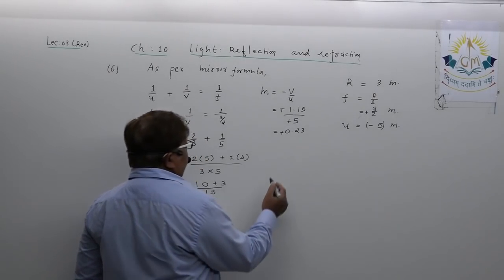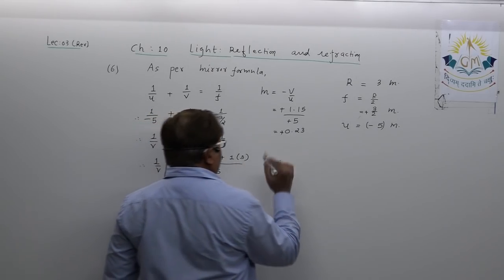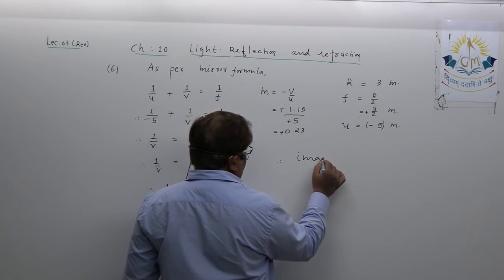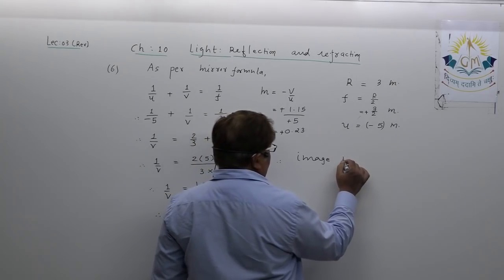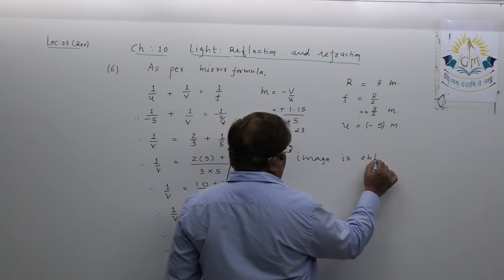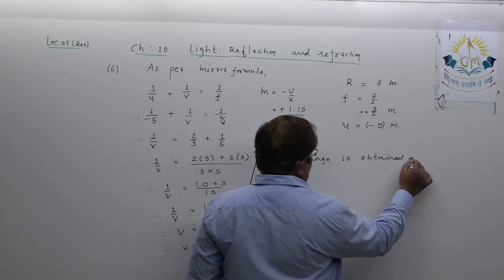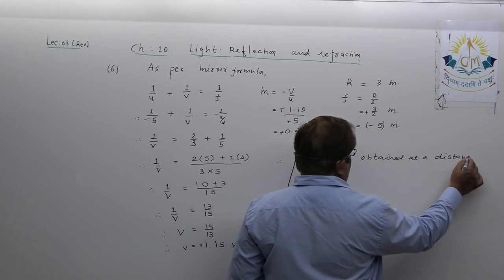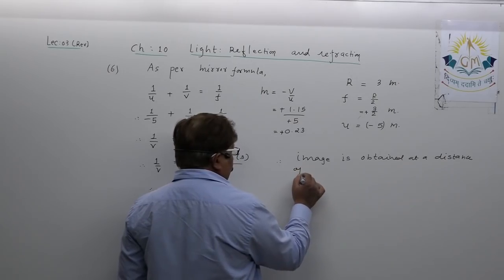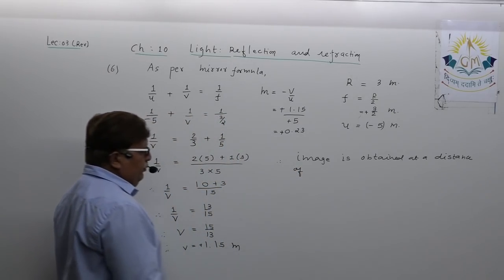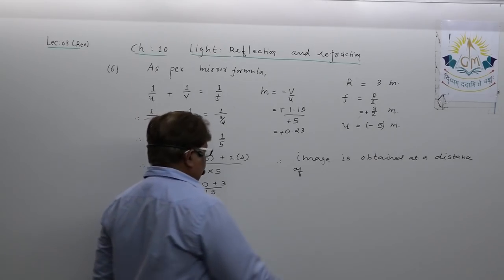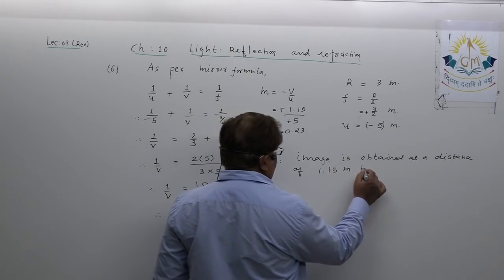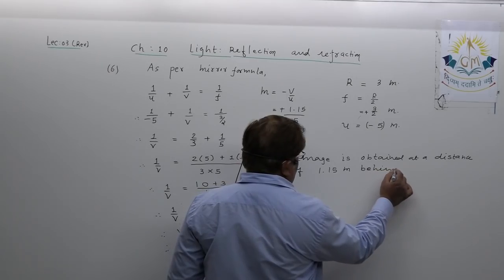So, your final answer will be what you will write? Image is obtained at a distance of, final conclusive statements are compulsory. Image is obtained at a distance of 1.15 meter behind the mirror.